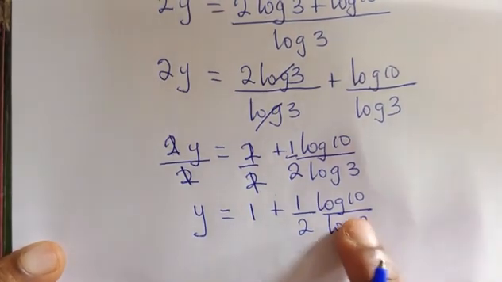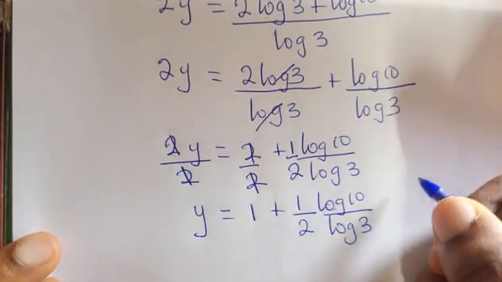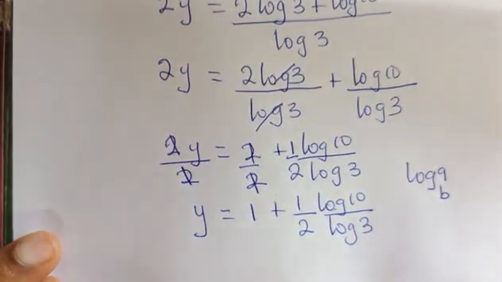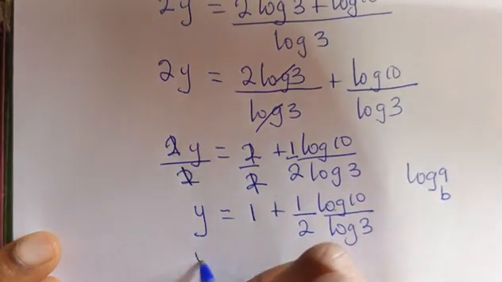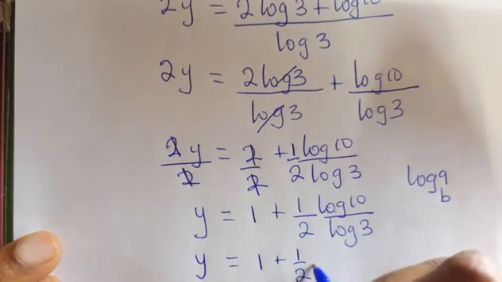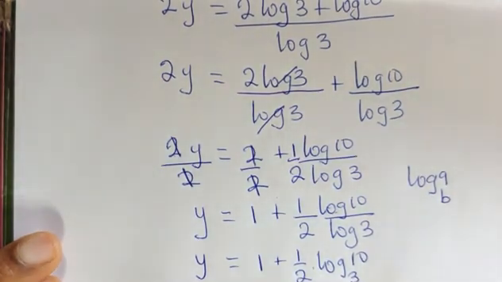So now we are going to write this log 10 all over log 3 in this form. We will write it as log A to base B, where B here is the base and A is the 10. So we have y equals 1 plus 1 over 2 log 10 to base 3.